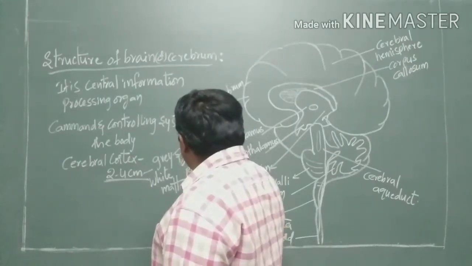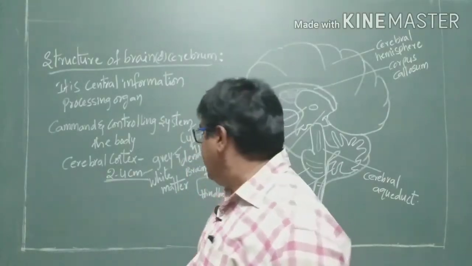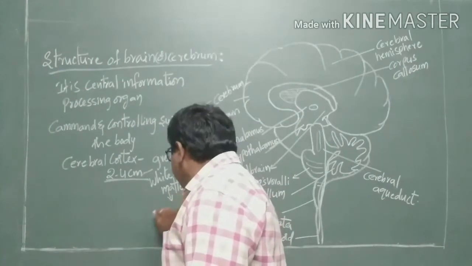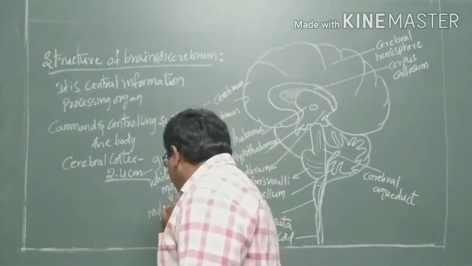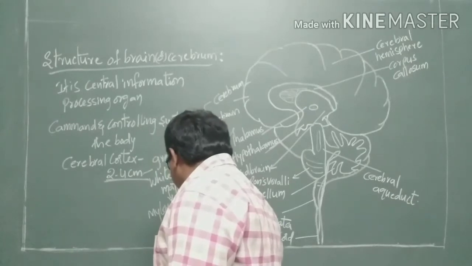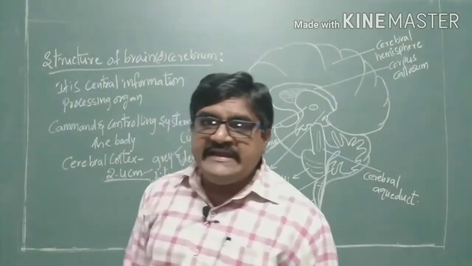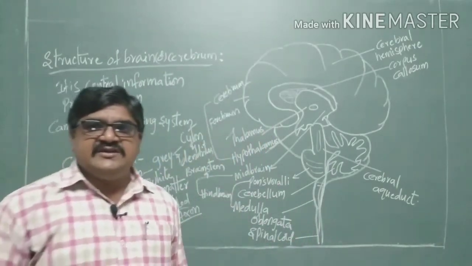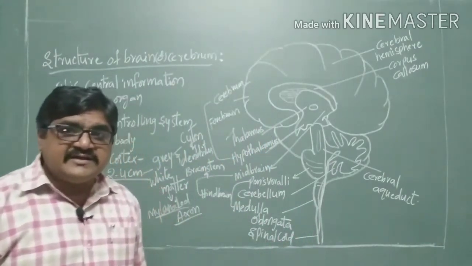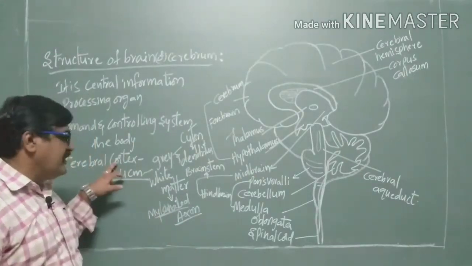It consists of the cyton and the dendrites. And in white matter, it consists of myelinated axons, where these myelinated axons are white in color. So this is called the white matter, which is surrounded by the cerebral cortex.